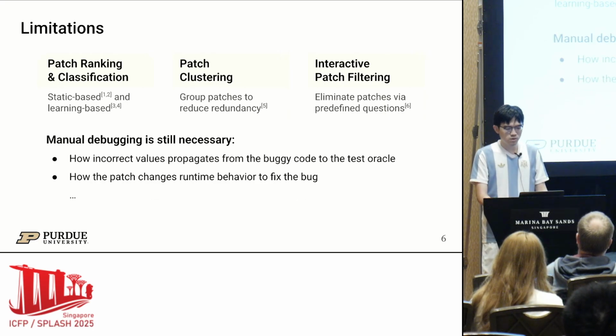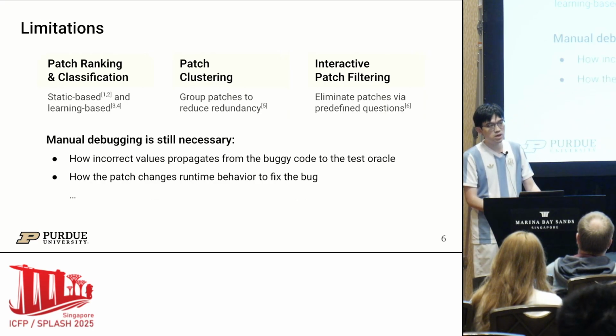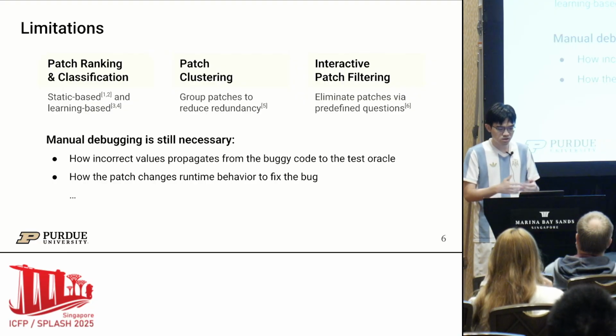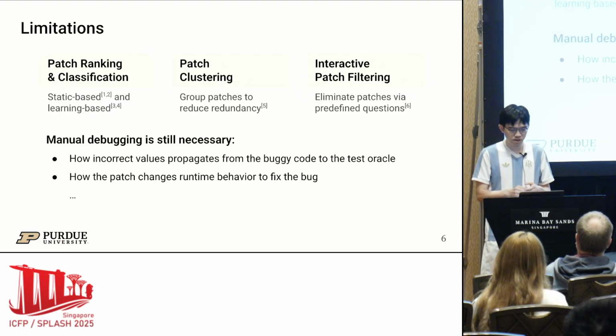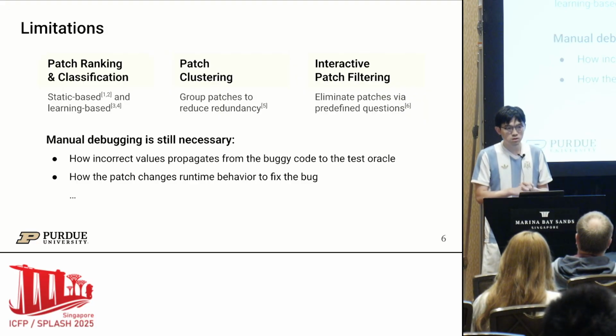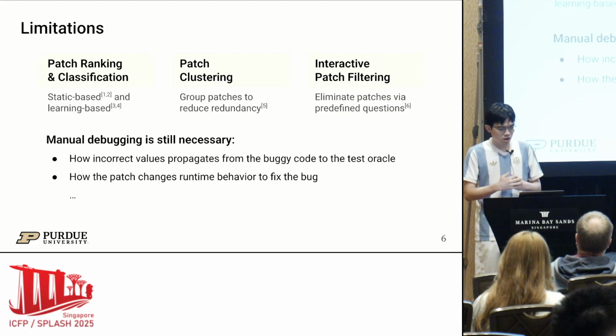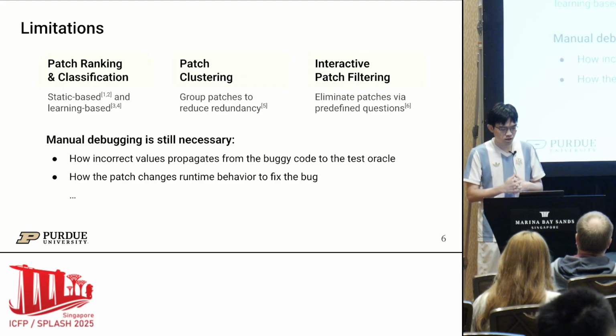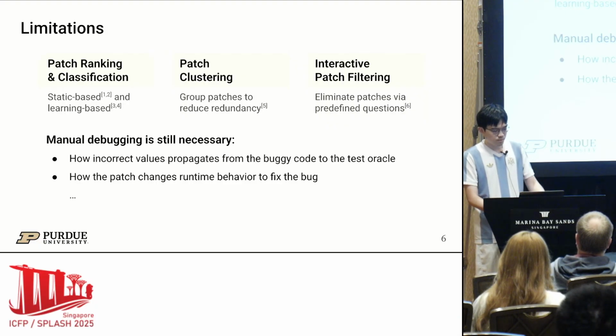However, even with these approaches, developers still need to manually debug the program. They must answer several critical questions before they can finally decide which patch is actually correct. For example, how do the incorrect runtime values originate from the buggy code and propagate to the test oracle? And how does a plausible patch change the program's runtime behavior to fix the root cause of the bug?